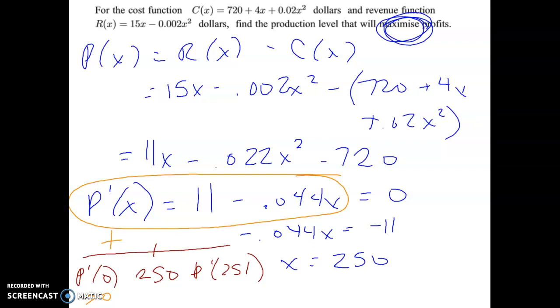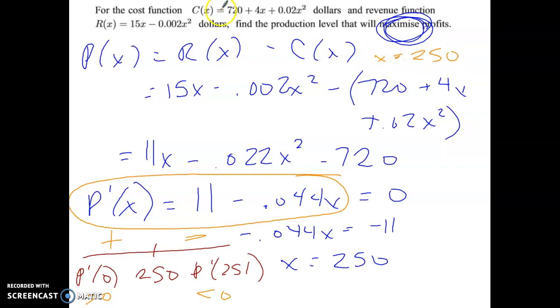And I get negative 0.044. It doesn't really matter what negative number I get. The important thing is that I got a negative number. And that means that my function is decreasing. So if it's increasing and then decreasing, 250 is in fact a maximum. So that is the answer that I want. X is going to be equal to 250.